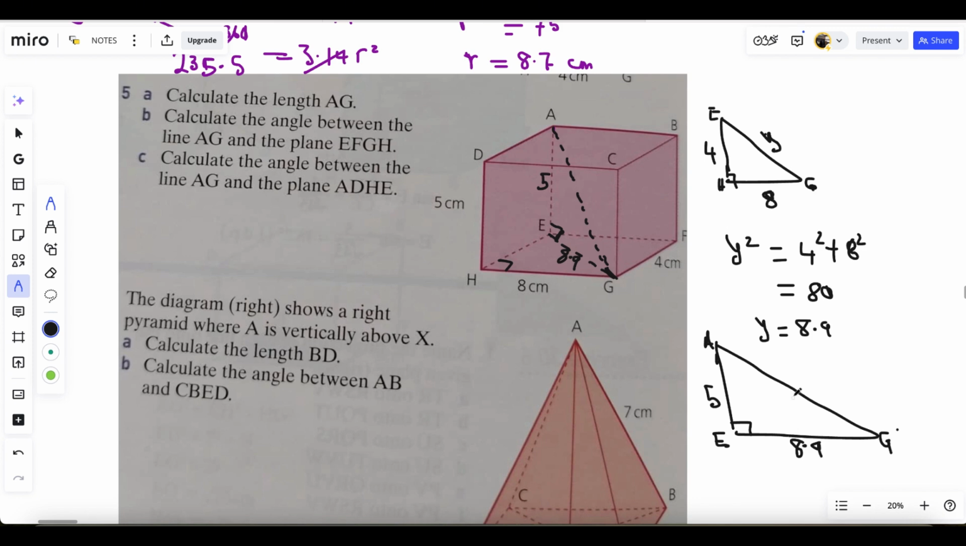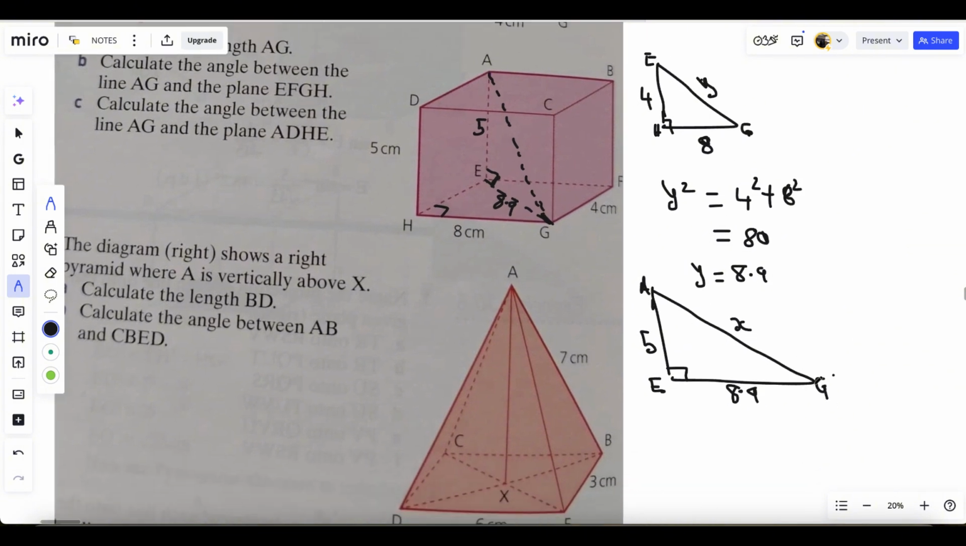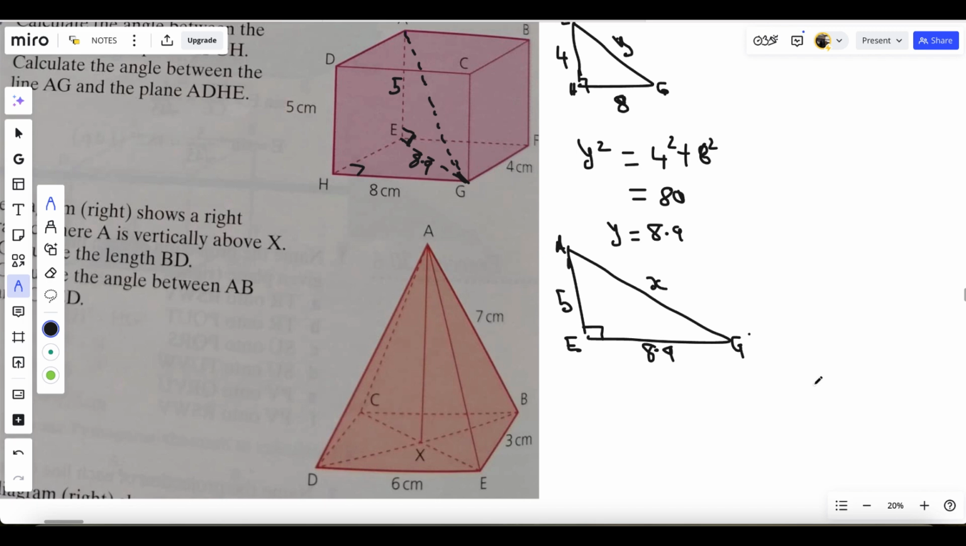And here is 5. So you find this one. We can call this AG they asked us to find, X. Okay, so using the same Pythagoras theorem, you say X squared is equal to 5 squared plus 8.9 squared. X squared is equal to 5 squared, 25, plus 8.9 squared, which is 80.